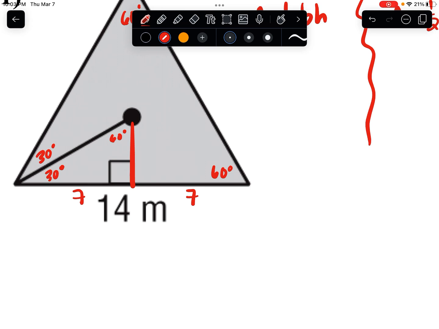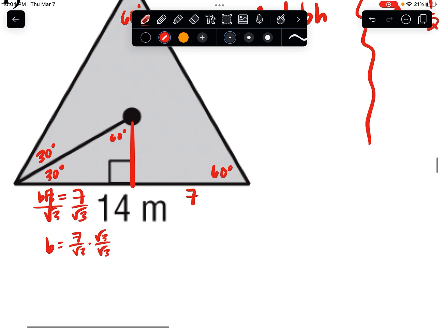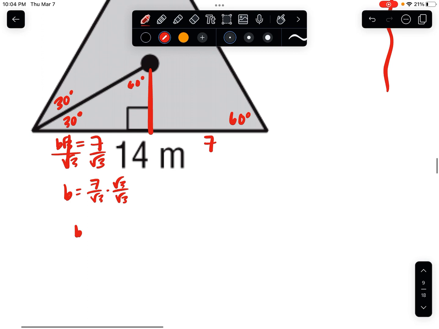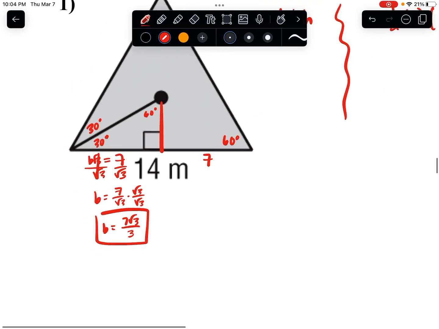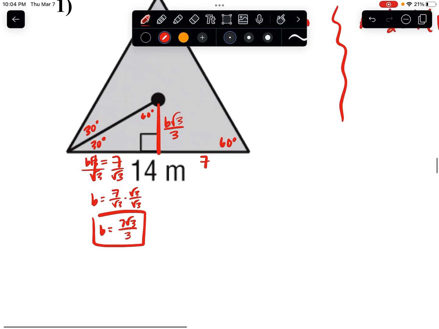And if you notice, we have the b root 3 side of a 30, 60, 90. So b root 3 is then equal to 7. If we wanted b by itself, we would divide both sides by root 3. We get b is equal to 7 over root 3, which we cannot have, so we multiply the numerator and the denominator by that root 3. b would then be equal to 7 root 3 all over 3.